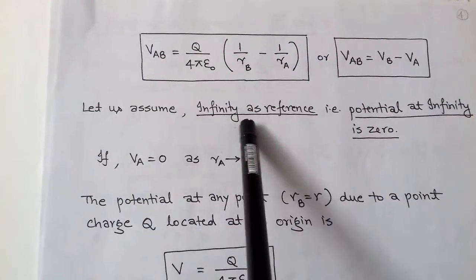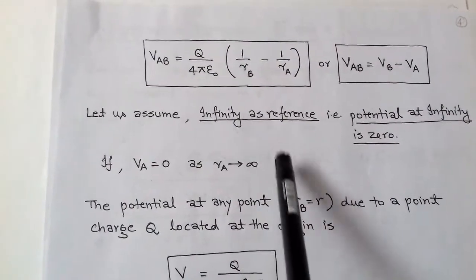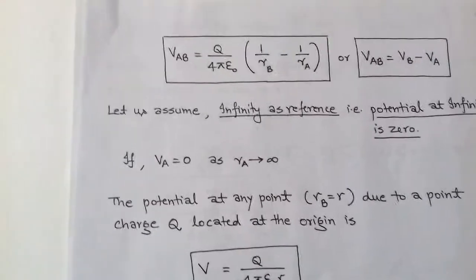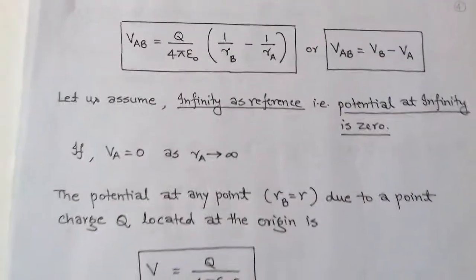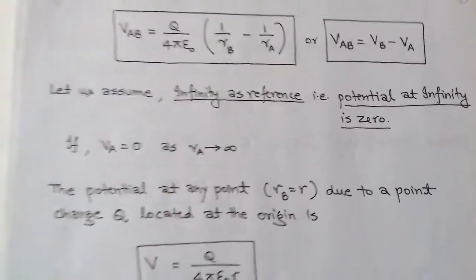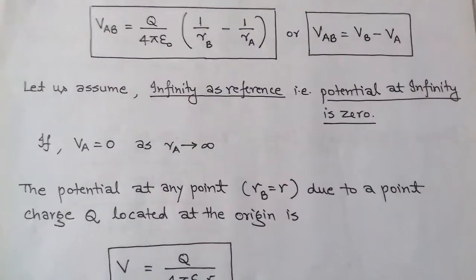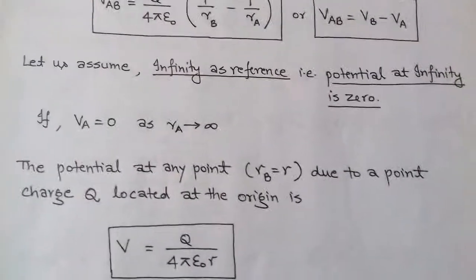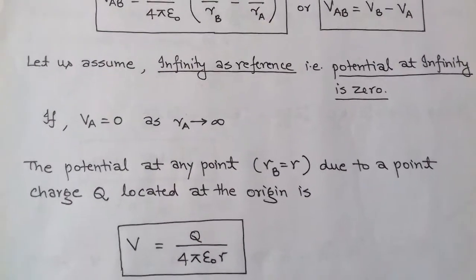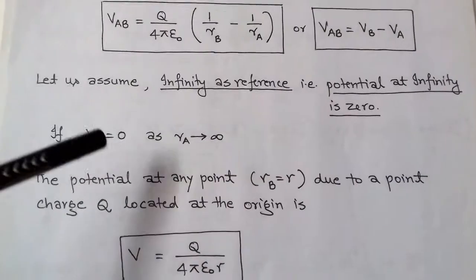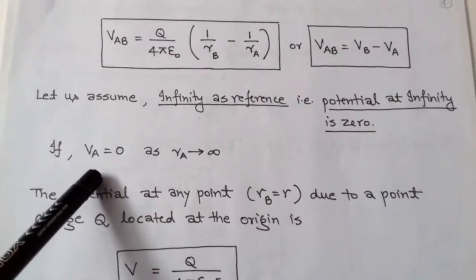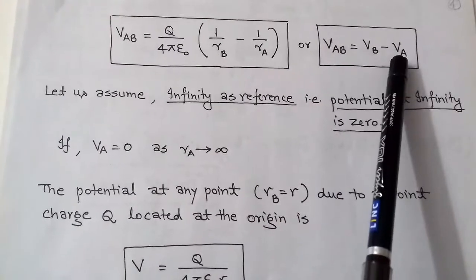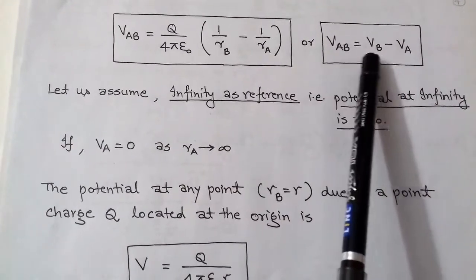Now let us assume infinity as the reference. Till now we assumed that the reference point is the origin. Now we assume infinity as the reference, and at infinity the potential is 0. So we take a point A as a reference point, and at point A the potential is 0.